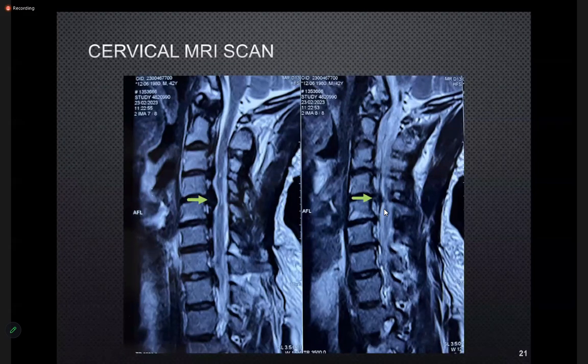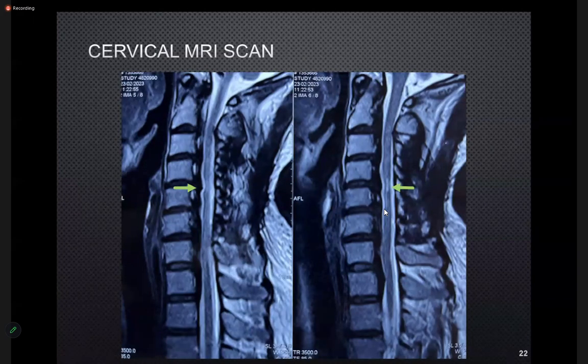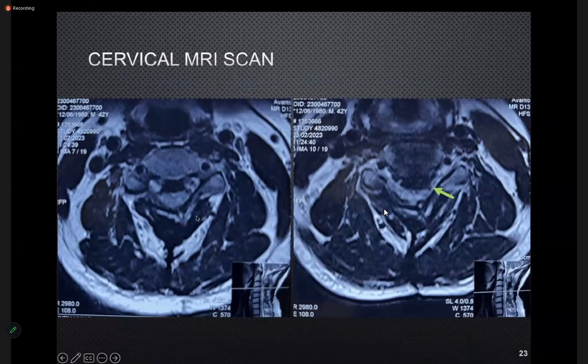And this is a cervical MRI scan. You can see the high intensity of the spinal cord on T2 image right here. And this is an axial image. This is the ossified mass still compressing the spinal cord on the left side. This is on the right side.